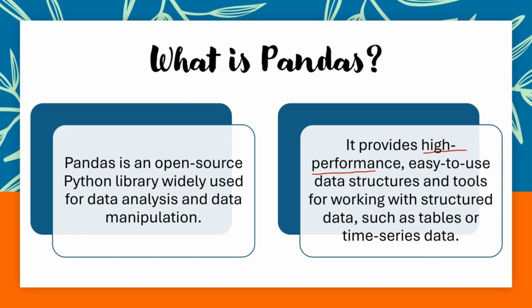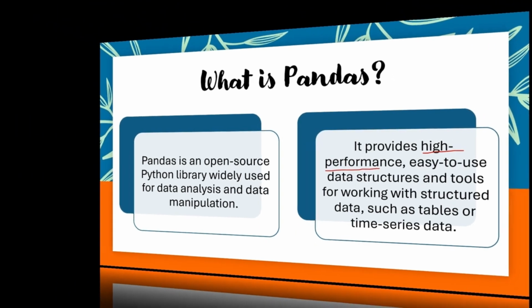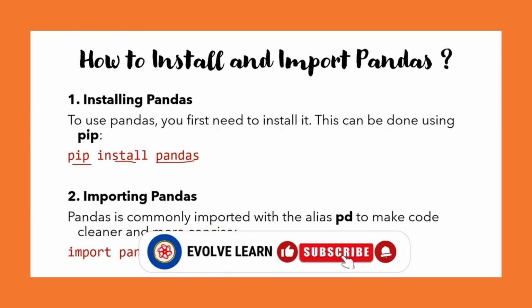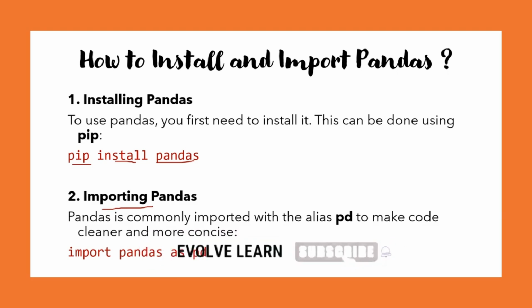Next, let's learn how to install and import Pandas. To get started with Pandas, you need to install it using the simple command pip install pandas, where this command will download and install the pandas package along with the dependencies it requires. Coming to importing pandas, we commonly import pandas with the alias pd. This alias makes your code cleaner and saves time. Just imagine writing pandas 100 times in a code. It will be hard, right? That's why in place of pandas, we use the alias, that is pd.